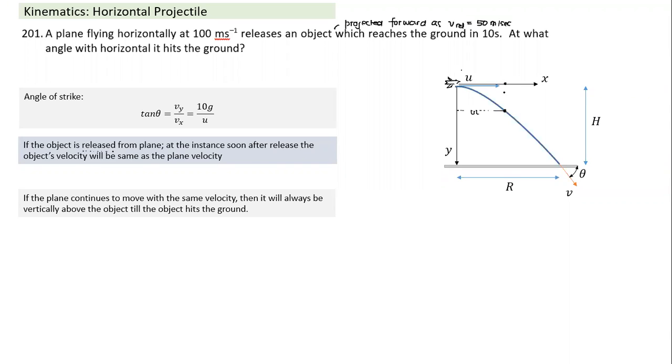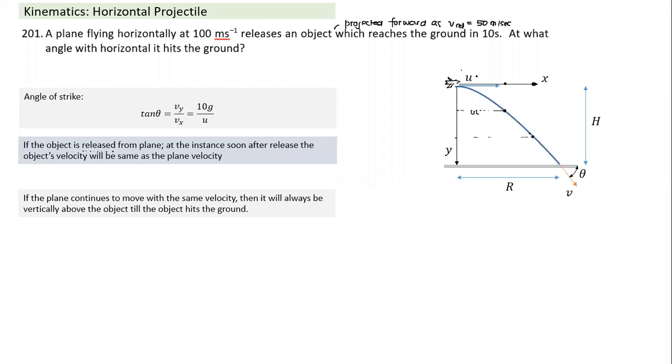So what will happen in this case, after time t2, when it has fallen here, the plane also will have the same horizontal displacement. So if we look from the plane, this object will always appear vertically below the plane. That would happen if the plane is moving at constant speed.